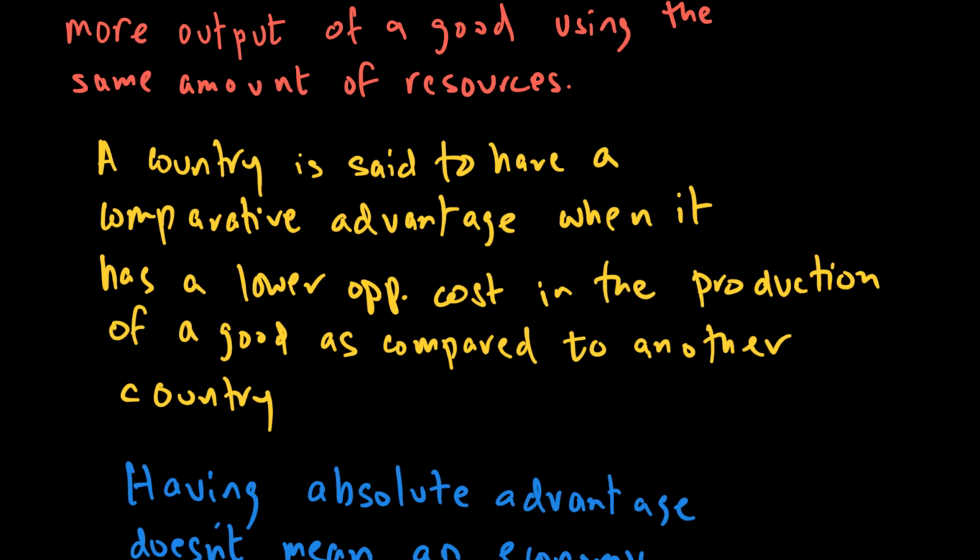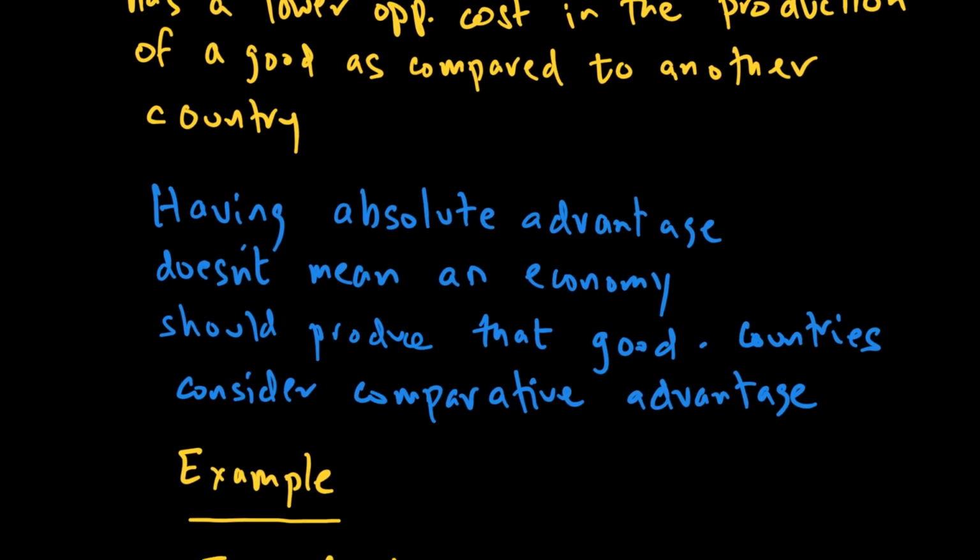What we also say, therefore, is that having an absolute advantage doesn't mean an economy should produce that good. What we care about is comparative advantage. Basically, if we do have comparative advantage, that's when we specialize and that's when we trade. So let's look at an example.